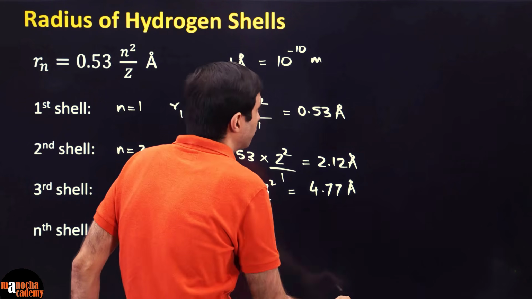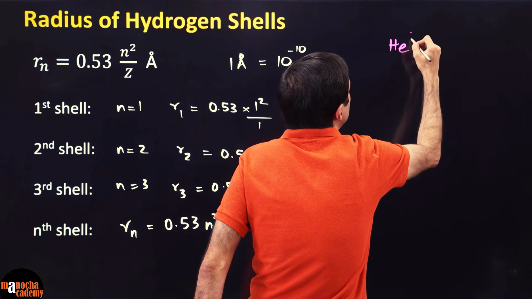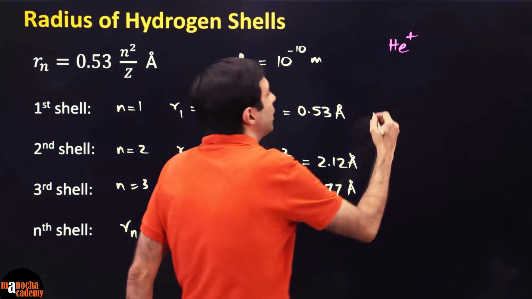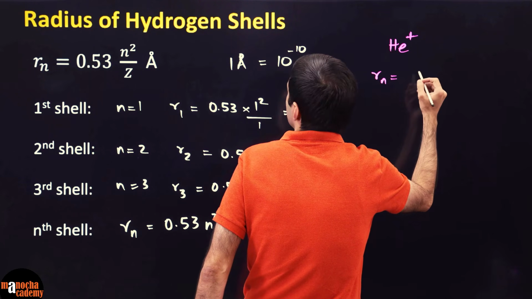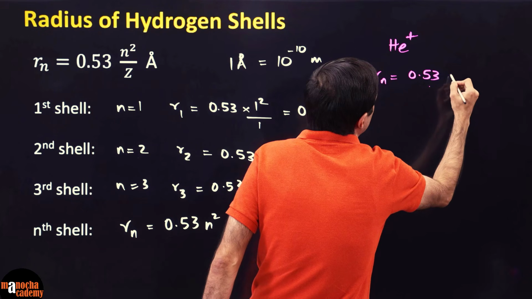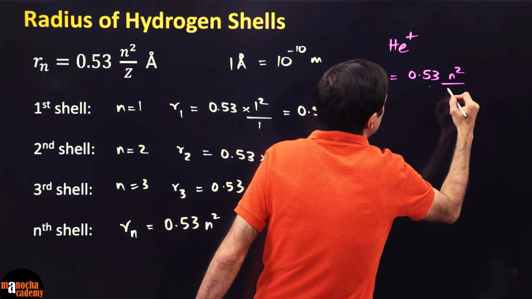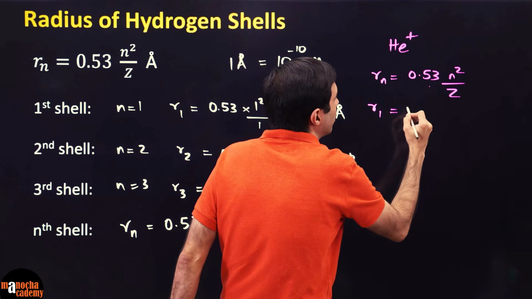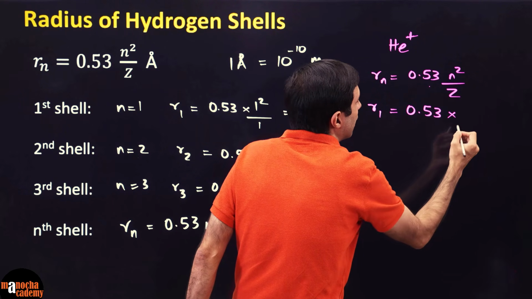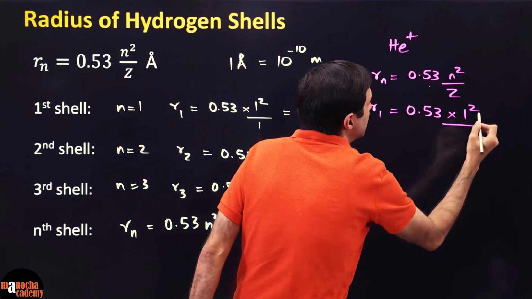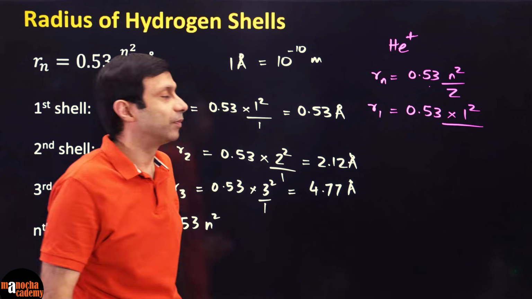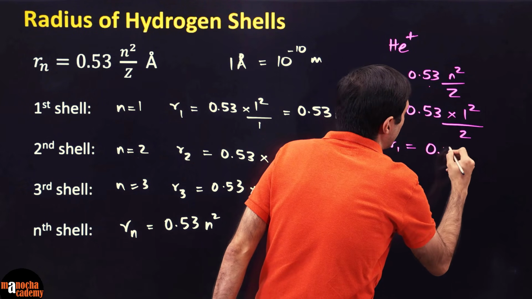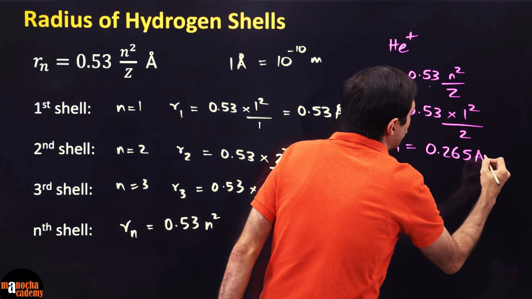So if I give you an example, if you have to work out the radius of He plus ion, because He plus will again have 1 electron. So what will be the formula? Rn equal to 0.53 times n square by Z angstrom. Here let's say we want to work out the first shell. What will it be? R1 equal to 0.53 and n square is 1 divided by the atomic number of helium? Z is 2. So you need to substitute 2 over here. If you do the division 0.53 divided by 2, you will get 0.265 angstrom.